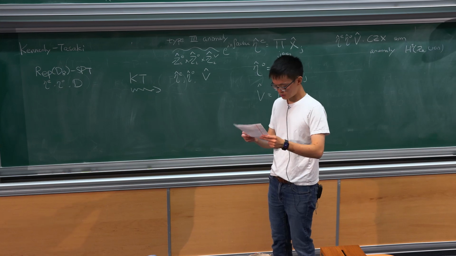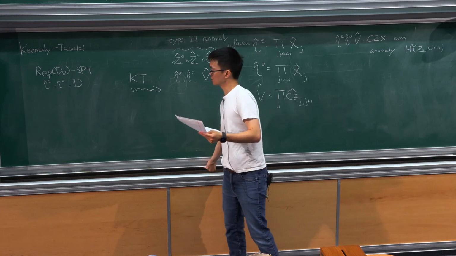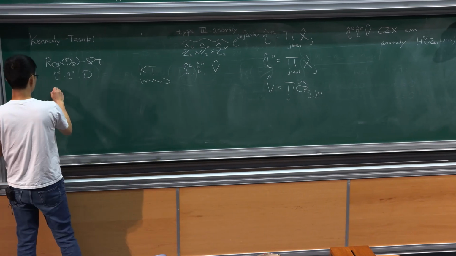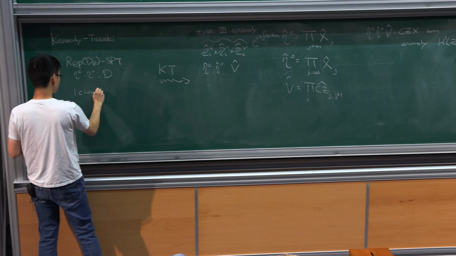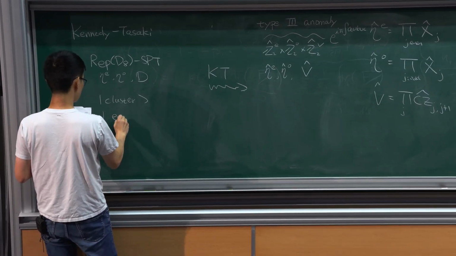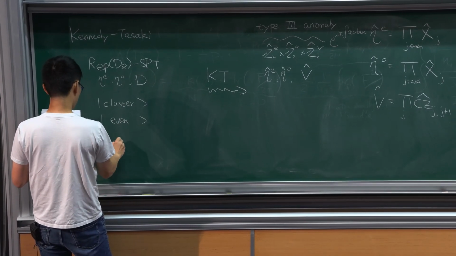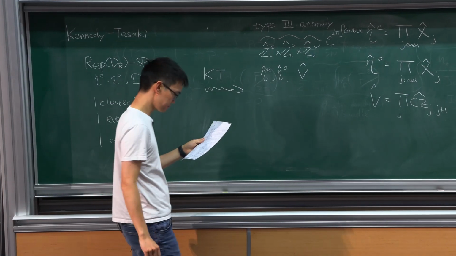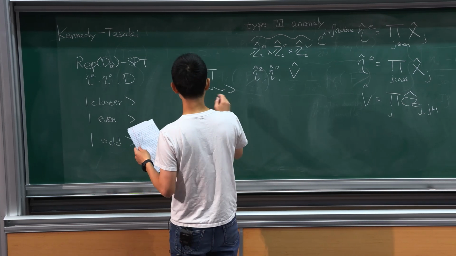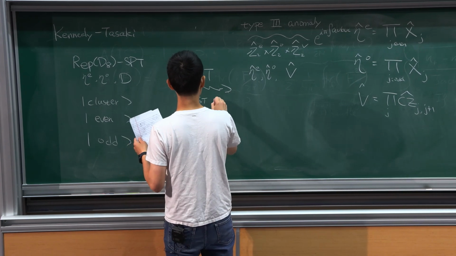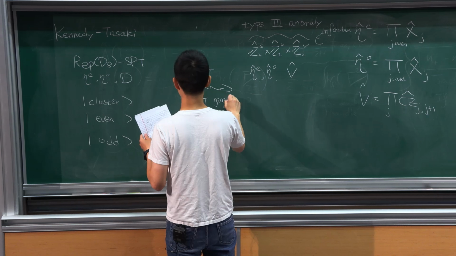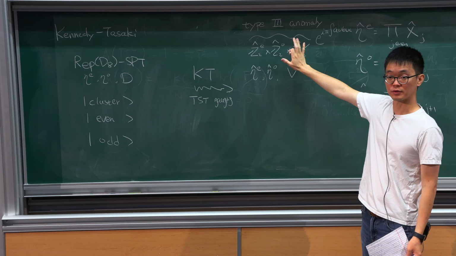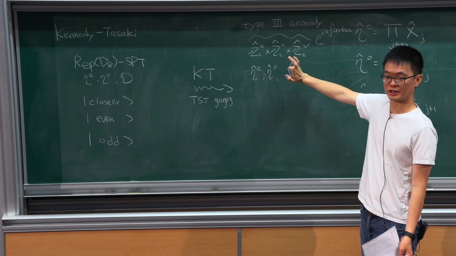Okay, so I'm almost running out of time. Let me just say what happens to those three states. We can start with cluster. We can start with even. We can start with odd. These are three distinct Rep D8 SPTs. After you do the TST gauging, they will become different symmetry breaking phases of this ordinary invertible symmetry.